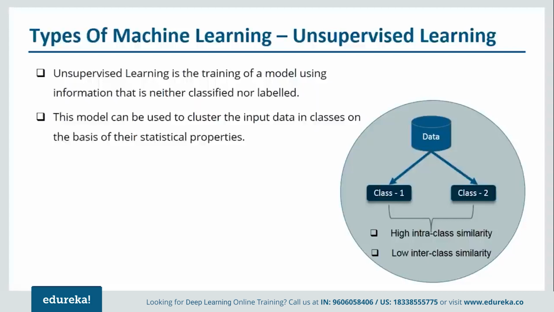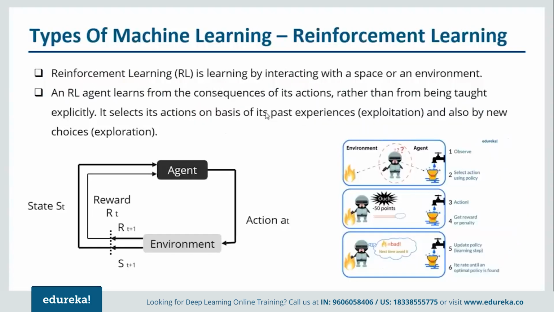So this brings us to our next type of machine learning, which is called reinforcement learning. Now this is reinforcement learning, guys. Now what happens in reinforcement learning? The machine learns by interacting with space or an environment. So it learns with that experience, with its past experience, and also by new choice exploration.